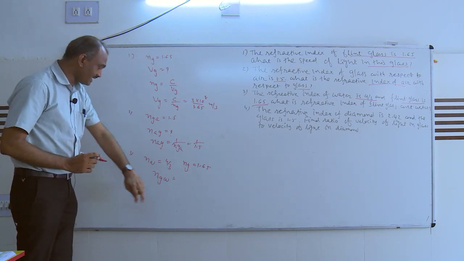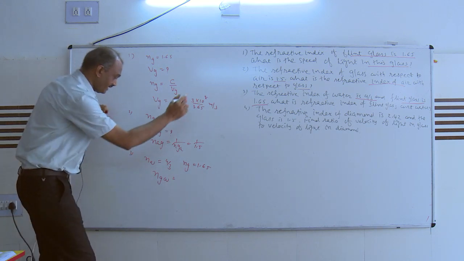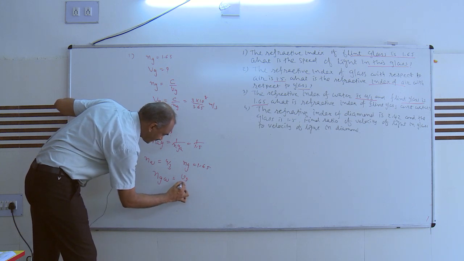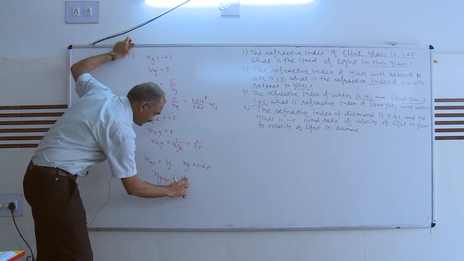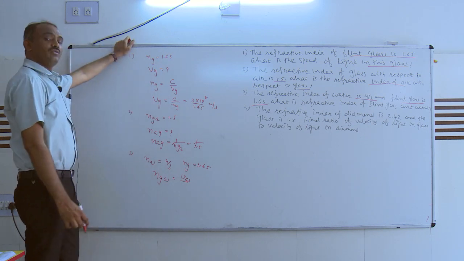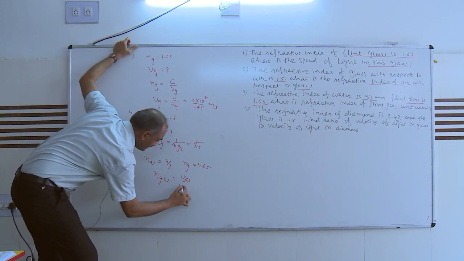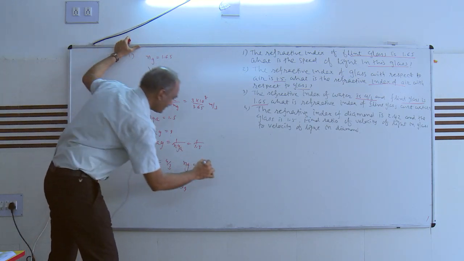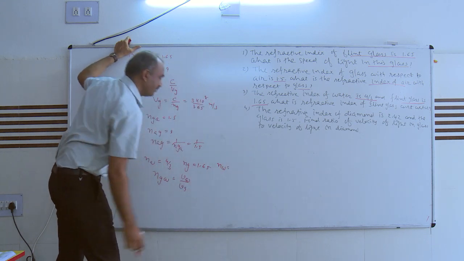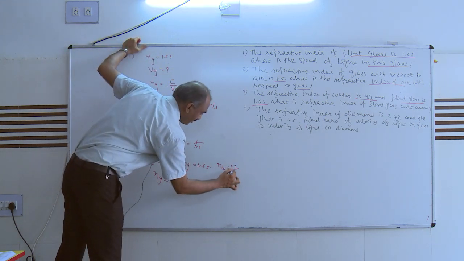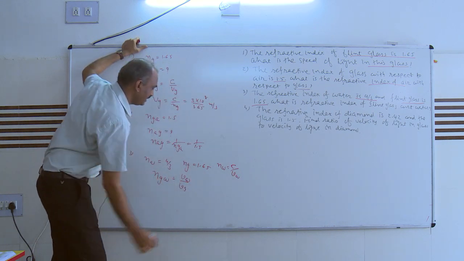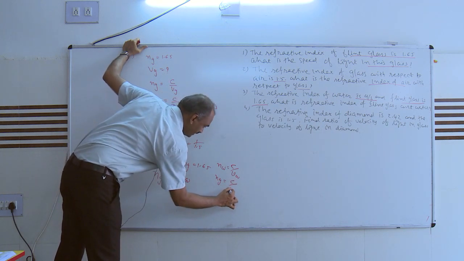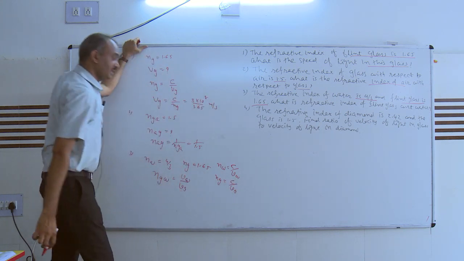Refractive index of glass with respect to water. For that we are getting Vw upon Vg, velocity in water upon velocity in glass. Now from this formula we are getting Nw, the refractive index of water, is equal to C upon Vw, and Ng is equal to C upon Vg.